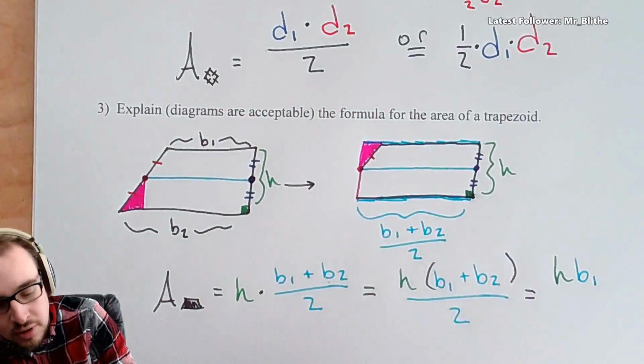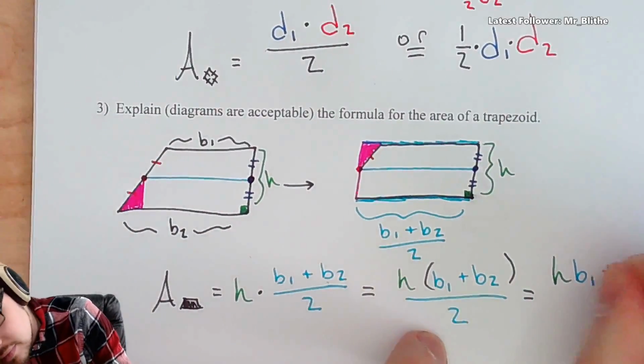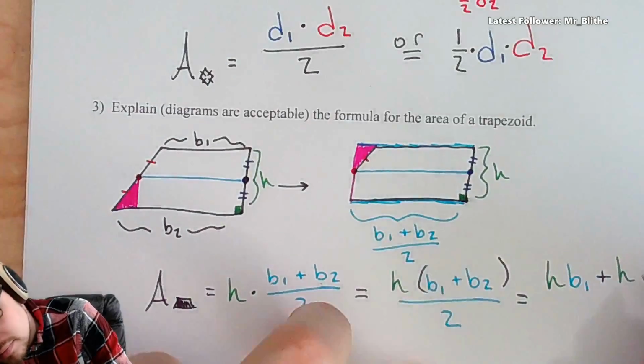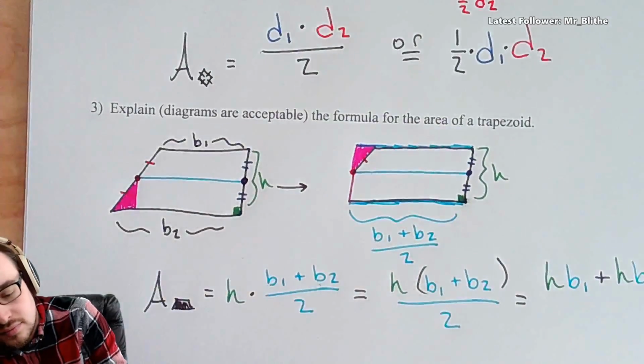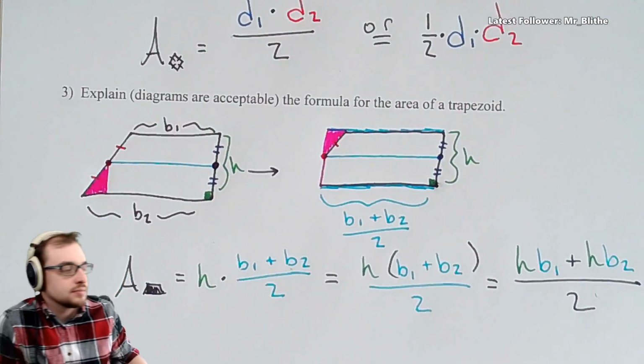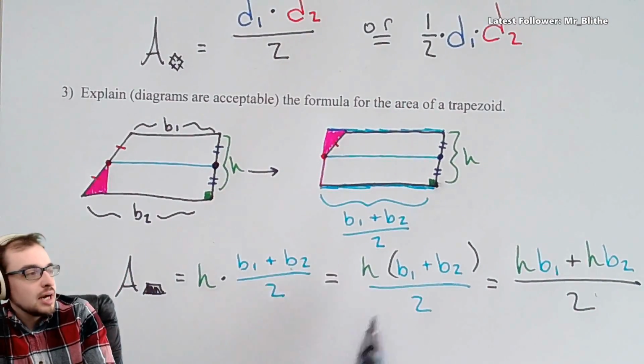Right? The h goes to the b1, and then it also goes to the b2. You'll rarely see it like this because this requires more work. These two are the most common.